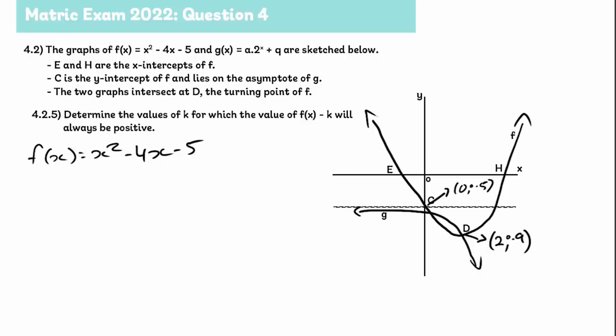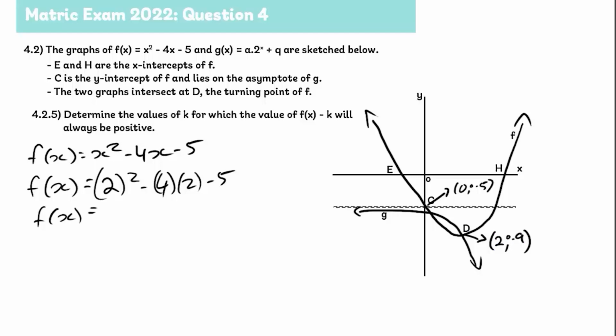Question 4.2.5. Determine the value of k for which the value of f(x) minus k will always be positive. So let's start off by figuring out what the value of f(x) is. In order to do that, we just substitute the value of x into the equation. And we can use the turning point, which we already figured out. So f(x) equals 2 squared minus 4 times 2 minus 5. f(x) equals 4 minus 8 minus 5. Therefore, f(x) equals minus 9.